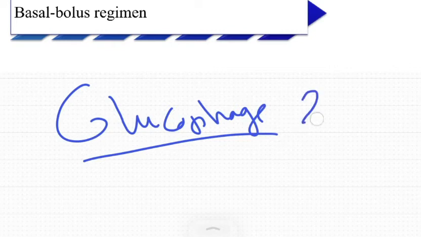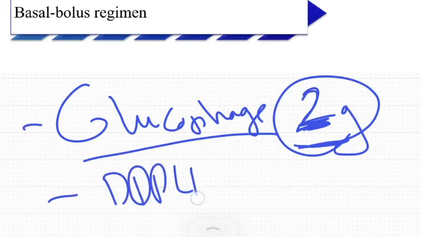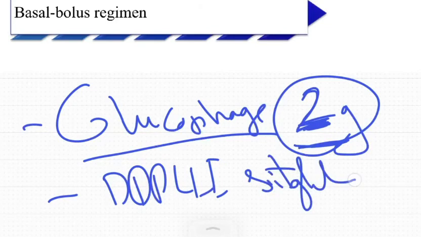Metformin, the dose is 2 grams if tolerated. This is the usual and adequate dose of metformin. We should keep using this because it is associated with better cardiovascular outcome. And we can use the DPP4 inhibitors like sitagliptin for more physiological control of the postprandial surge of sugar.